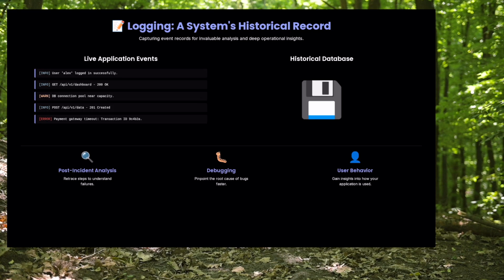Together, monitoring and logging form the backbone of observability, ensuring your systems are robust, reliable, and performant. They provide the necessary feedback loops to continuously improve your software architecture and operational processes.